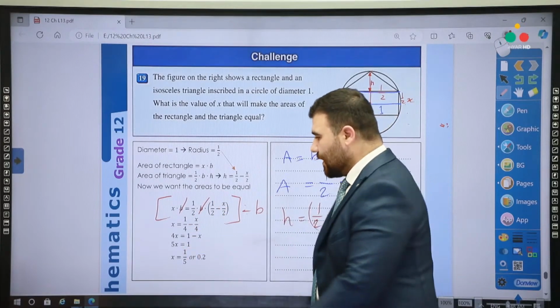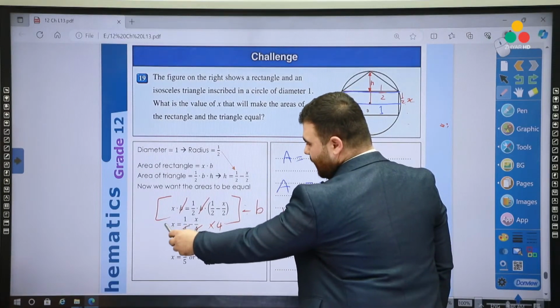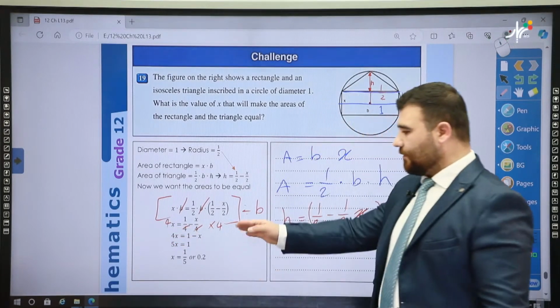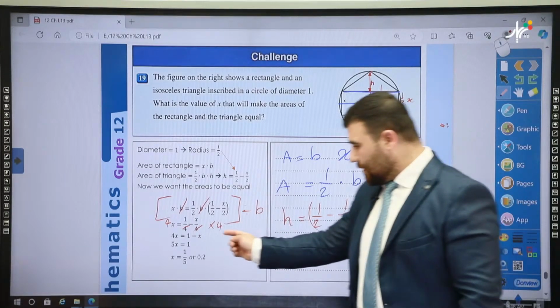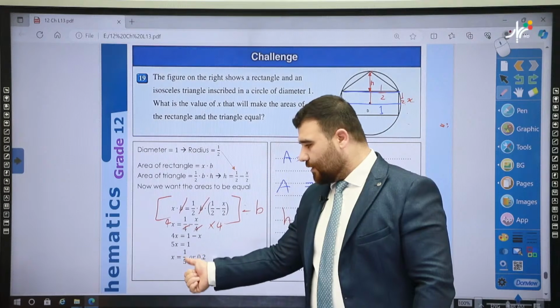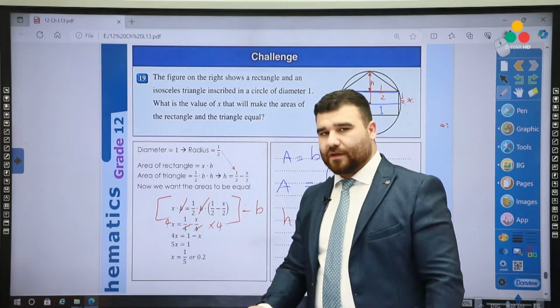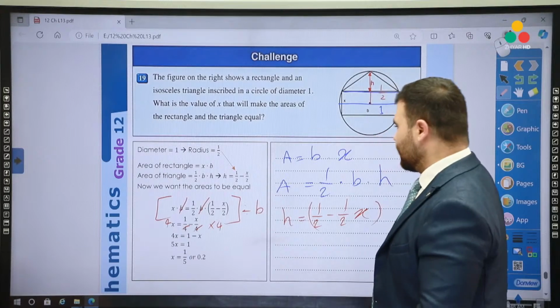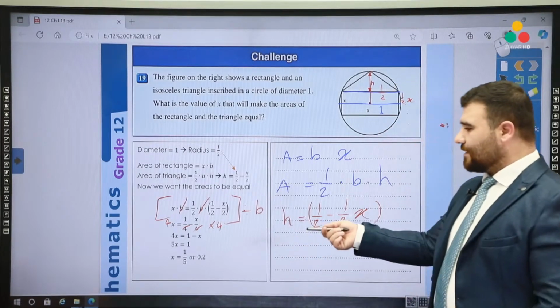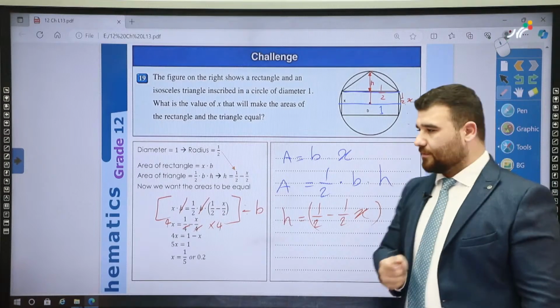To remove this 4, I multiply everything by 4. Then these two will be cancelled, and this will be 4x. Now I have 4x equal to 1 minus x. Minus x goes to the other side, becomes plus x. So 5x equal to 1. Divide by 5. X equal to 1 over 5, which is 0.2. 0.2 is the value of x that makes the rectangle and the triangle equal.